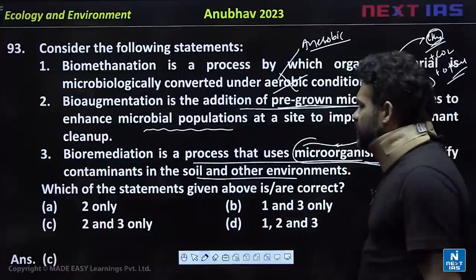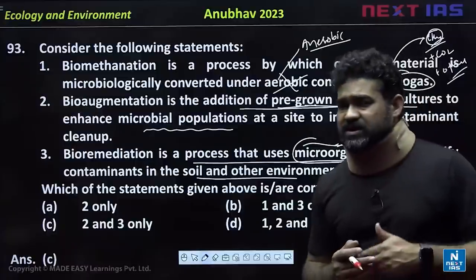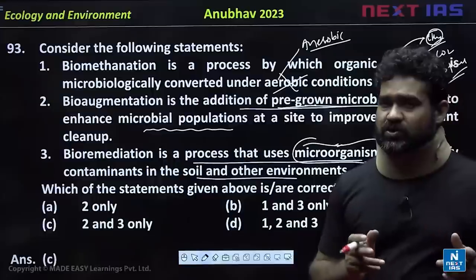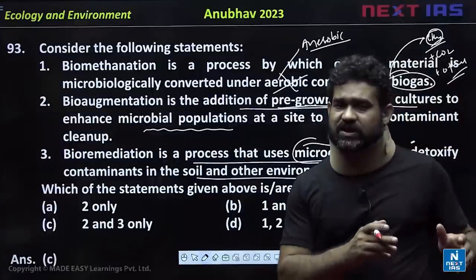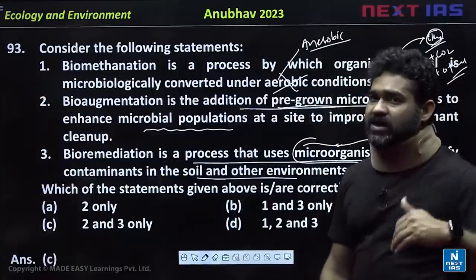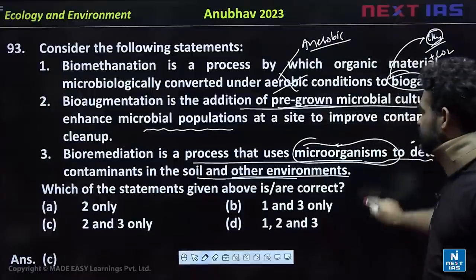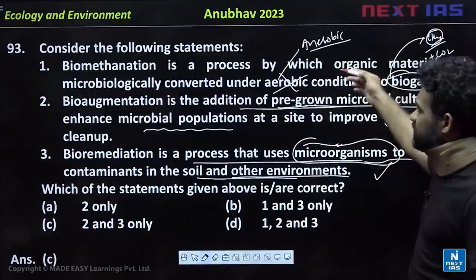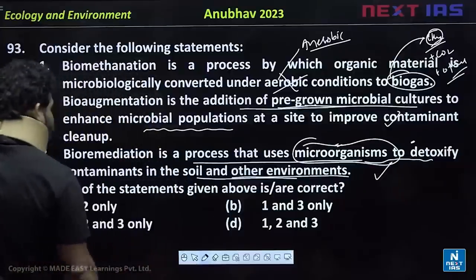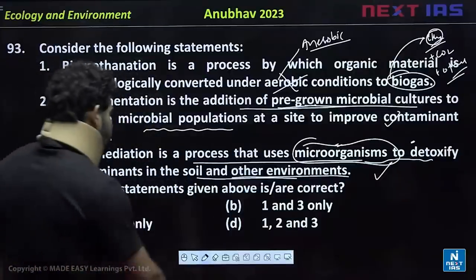Yes, it uses the microorganisms to detoxify contaminants. It may be either detoxifying the contaminants or reducing the toxicity of the contaminants. So both, we talk about either eliminating the toxicity or reducing the toxicity, making it non-hazardous or less hazardous, contaminants in the soil and the other environment. So that is correct. The first statement is incorrect, because instead of aerobic, it should have been anaerobic. So one is incorrect, two and three are correct. Answer would be C, that is two and three.